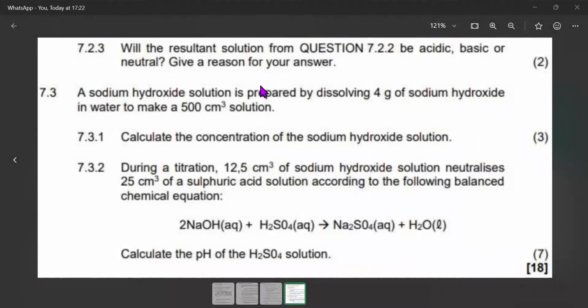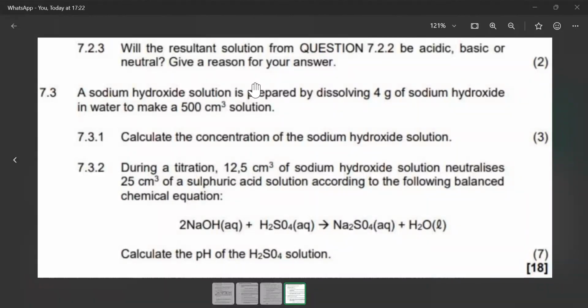So yes, in this case, they say a sodium hydroxide solution is prepared by dissolving 4 grams of sodium hydroxide in water to make a 500 cubic centimeters solution. Now they say calculate the concentration of the sodium hydroxide solution. Well, that's perfectly fine. We can easily do that.